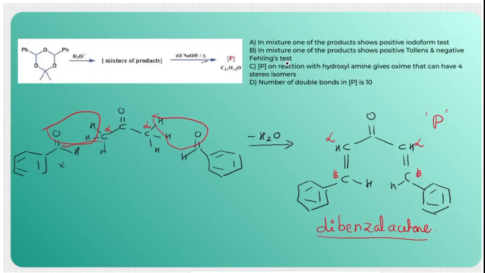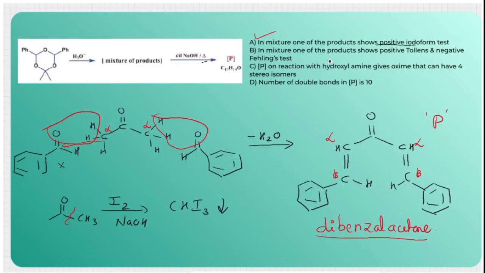Let's choose the correct statements from the given options. Option A, in the mixture, one of the products shows a positive iodoform test. This is a correct statement. Why so? Because out of two products, the acetone, which has alpha hydrogens, the methyl hydrogens, when treated with iodine in NaOH, is going to form iodoform. So the CH3 part will convert to iodoform, which is a yellow precipitate. Hence, it's going to give the positive iodoform test, whereas the benzaldehyde doesn't have the alpha hydrogens. Hence, it will give the negative iodoform test.